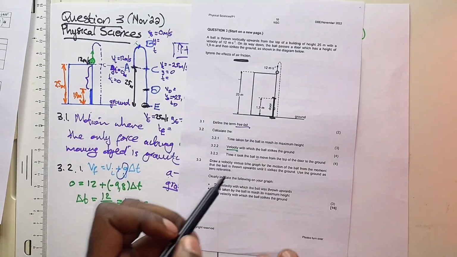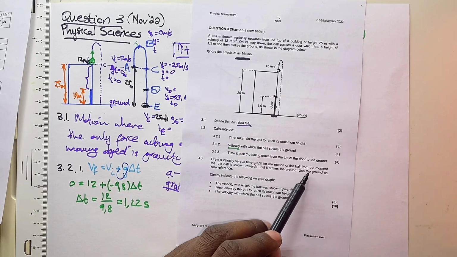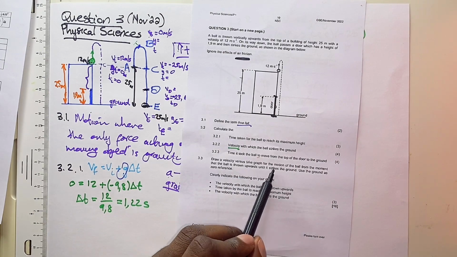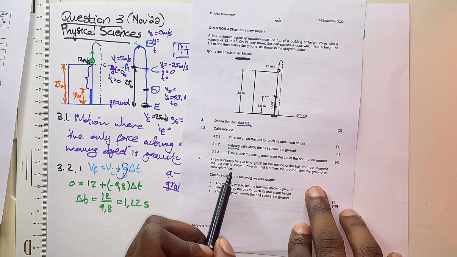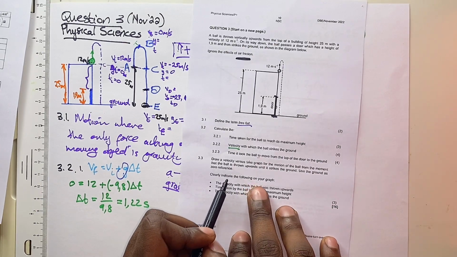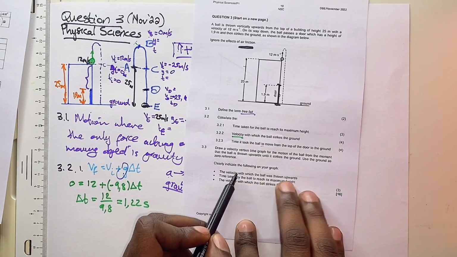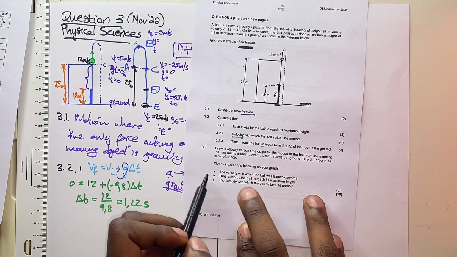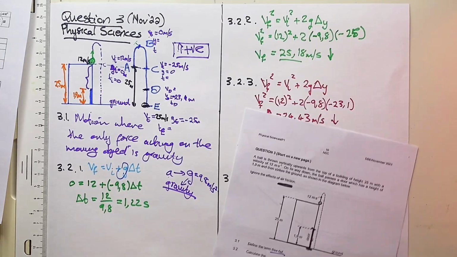Now 3.3 says draw a velocity versus time graph for the motion of the ball from the moment that the ball is thrown upwards until it strikes the ground. Use the ground as zero reference. Clearly indicate the following on your graph: the velocity with which the ball was thrown upwards, the time taken by the ball to reach its maximum height, and the velocity with which the ball strikes the ground.